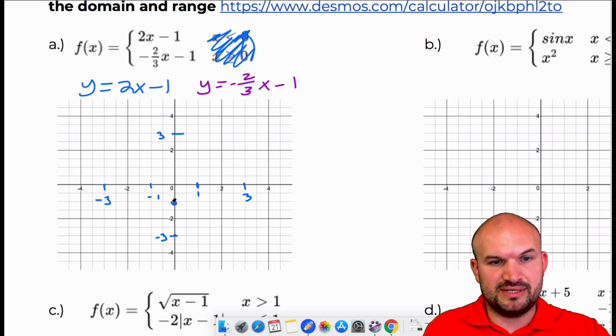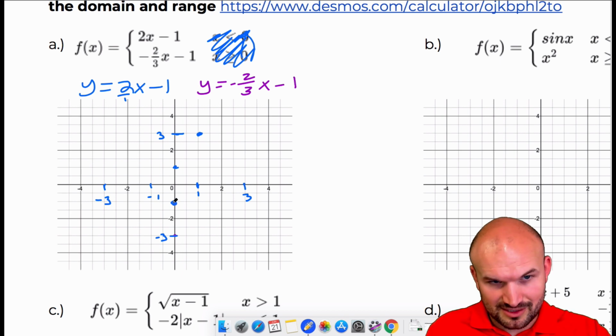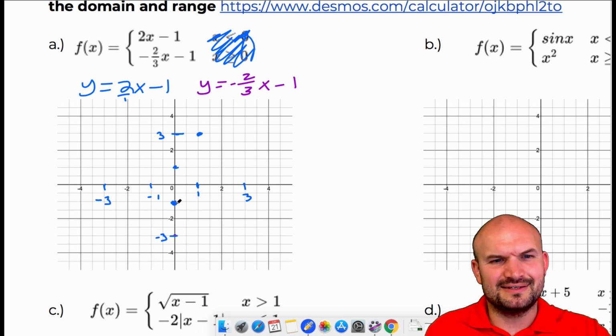Okay, so if I want to graph this blue graph, I can see my y-intercept is at negative 1, which is going to be down here, and my slope is 2/1. So I'm going to go up 2, and then over 1. So it'd be right there. Or I could go down 2, and to the left 1.